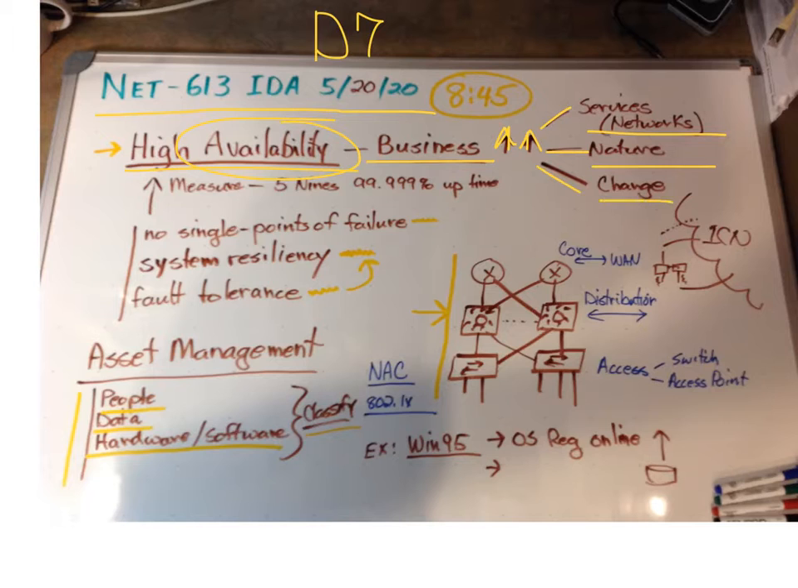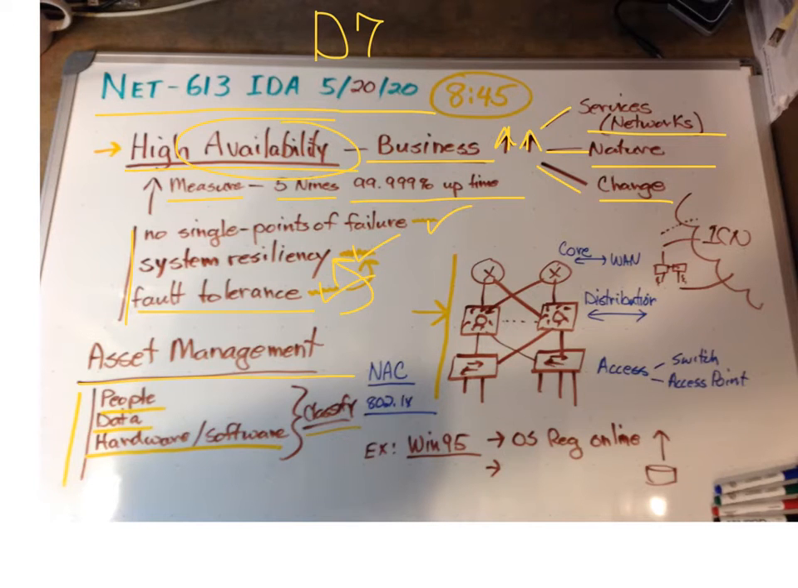How well businesses adjust to change. You can measure that with five nines. Are our services up 99.999% of the time? That would be down less than 6 minutes a year. How we can manage that: no single point of failure, resiliency developed through fault tolerance. And we'll talk a little more about that later on.